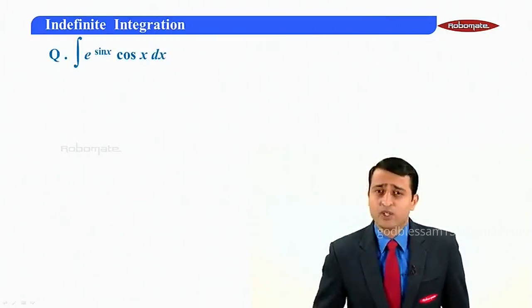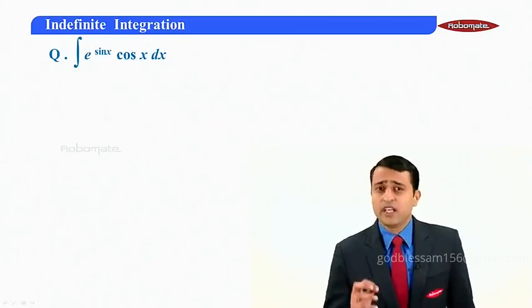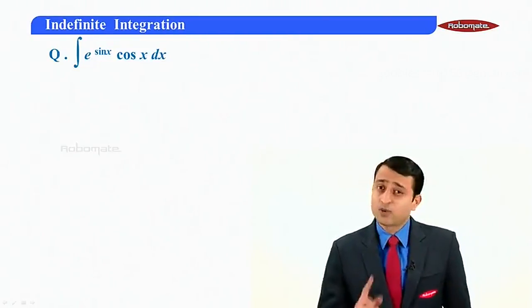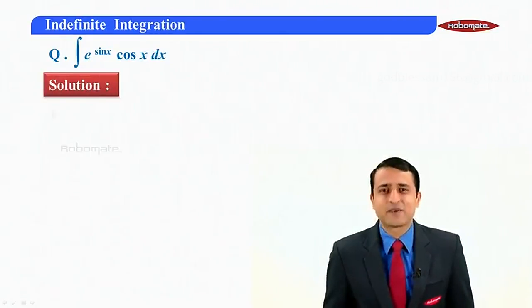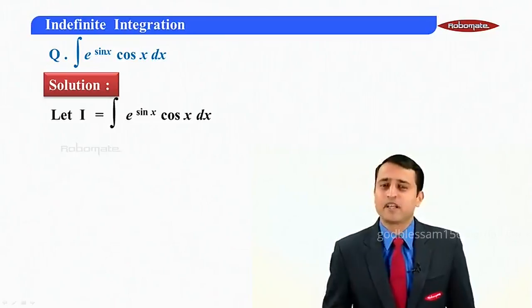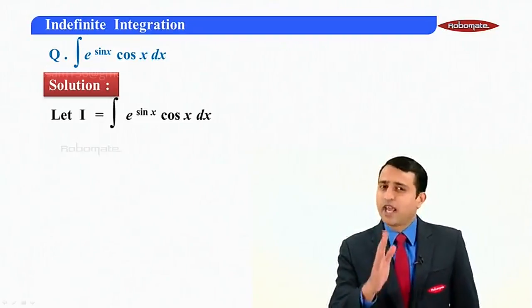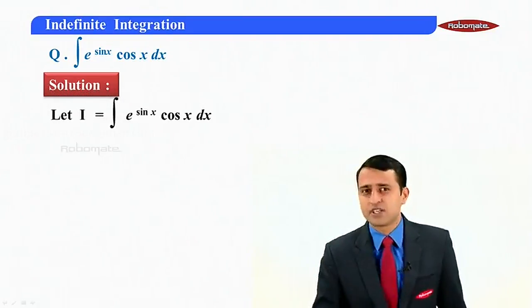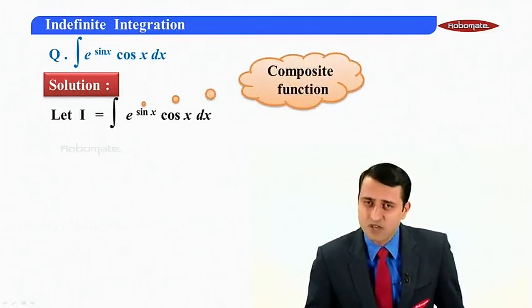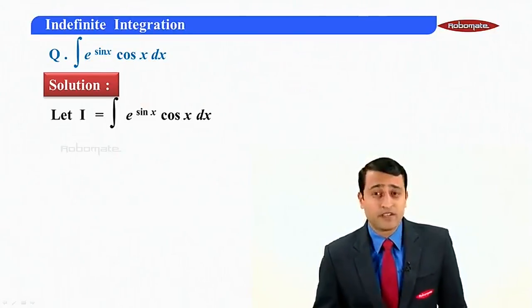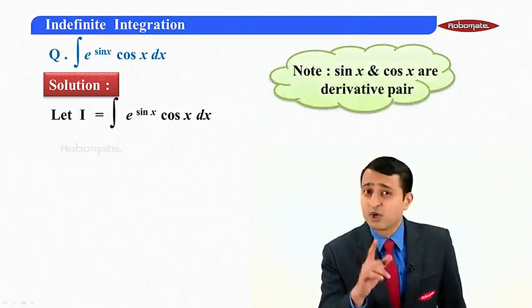Here we have to evaluate the integral of e raised to sin x into cos x dx. Okay, so what is the first step? Yes, we have to copy the question, and we assume it to be some integral I. Now students, again if you observe, e raised to sin x is a composite function. Can I say e raised to sin x is composite? Exactly. Now students, what do we know from derivatives? The derivative of sin x is cos x.